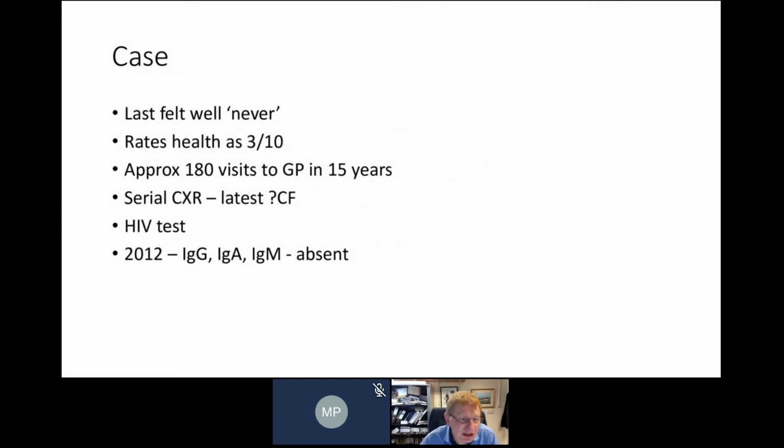We asked him, when did you last feel well? And he said, never. Out of 10, 10 being best, 0 being terrible, how would you rate your health? 3 out of 10. We worked out he had about 180 visits to his GP in 15 years. And I'll talk you through his serial chest x-rays. He was tested for all sorts of things, HIV included, and then in 2012 was found to have absent antibodies.